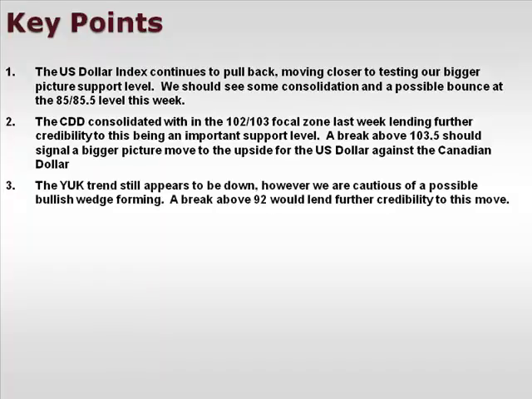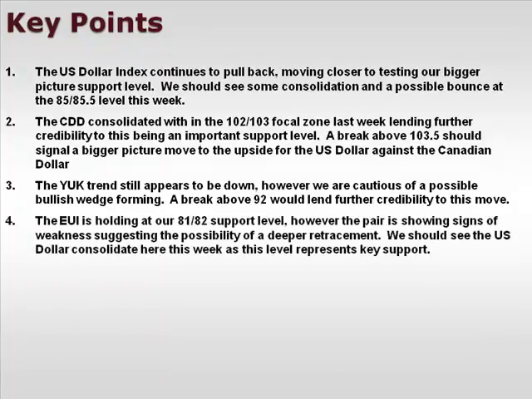The YUK trend in force is still to the downside. However, we are cautious of a possible bullish wedge forming. A break above 92 would lend further credibility to this move. The EUI is holding at our 81-82 support level. However, the pair is showing signs of weakness, suggesting the possibility of a deeper retracement. We should see the US dollar consolidate here this week as this level represents key support.